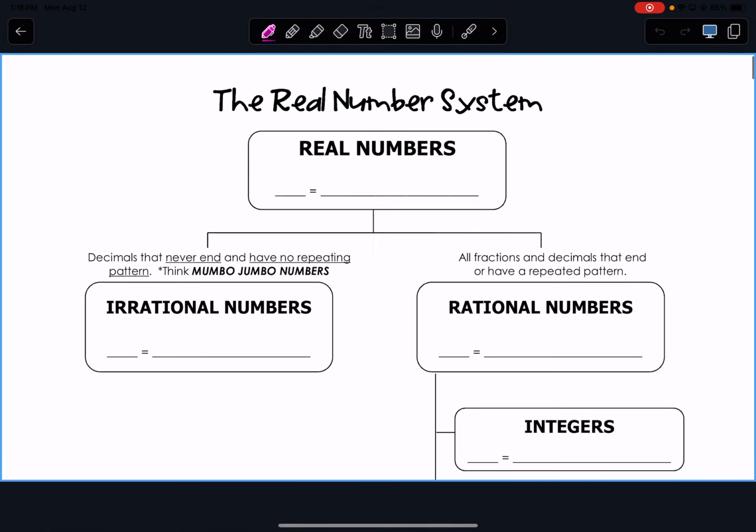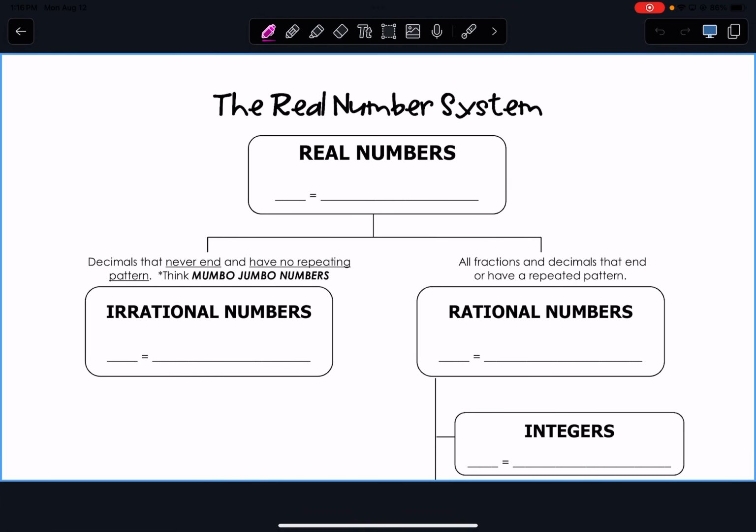Our lesson. We're going to start with the real number system. This is something we should have all seen before. If not, it's not hard. We're just going to refresh that real fast and talk about it just a little bit.